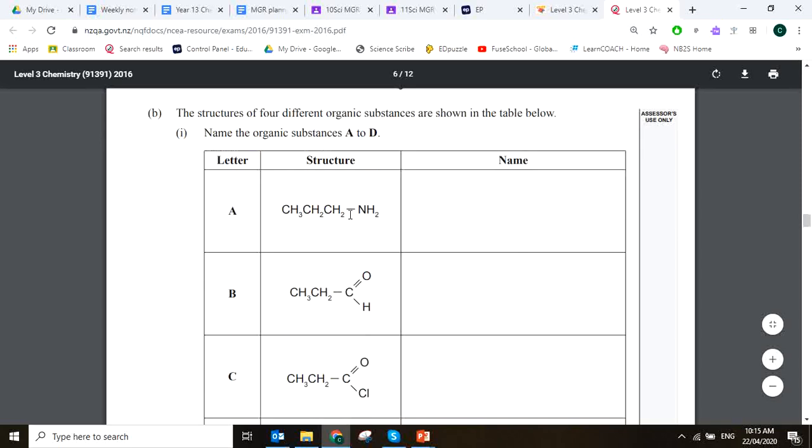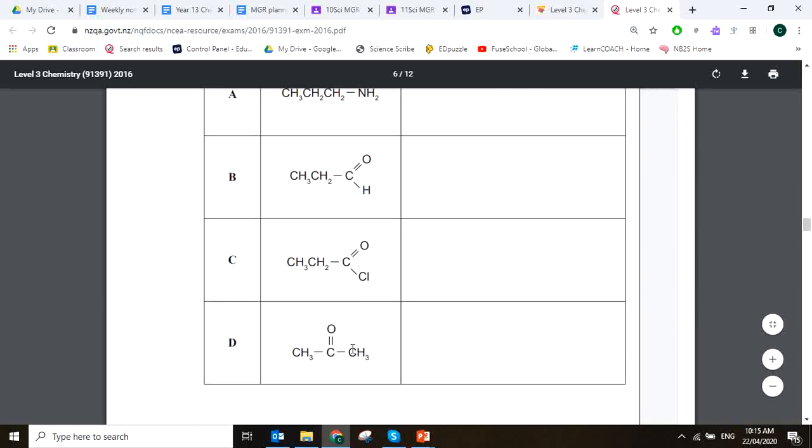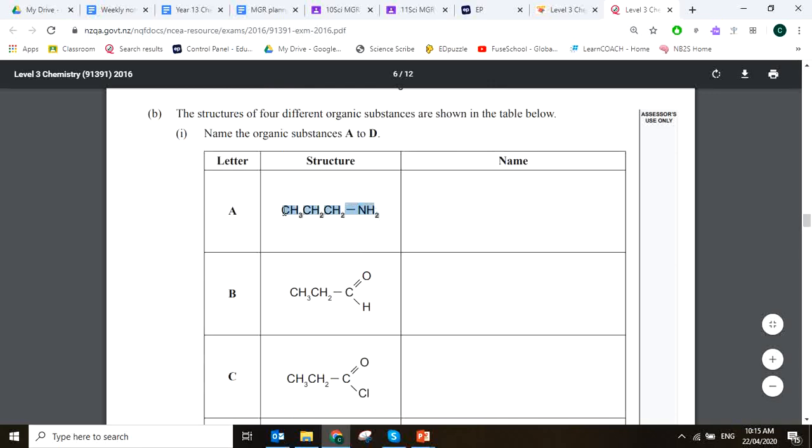You'd need to name this one, which is our amine. This one down here is an aldehyde. This is an acyl chloride, which we haven't done yet. This one's a ketone. So we're focusing on this. So naming this would be propanamine.